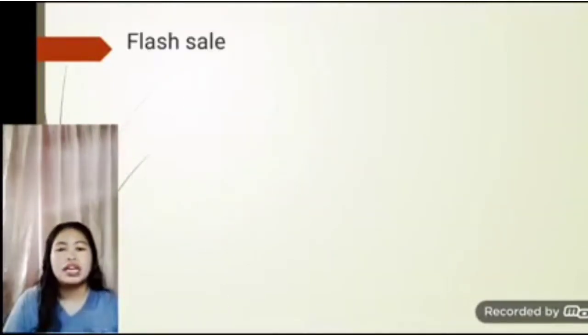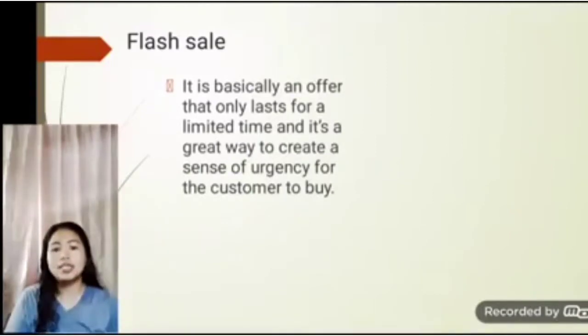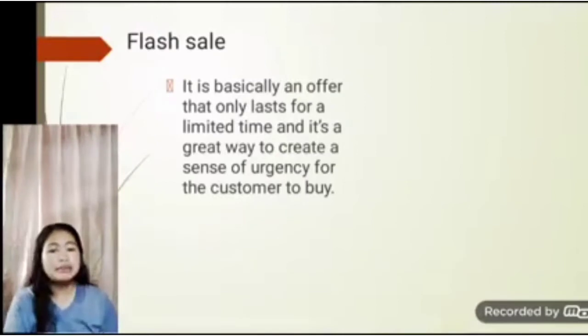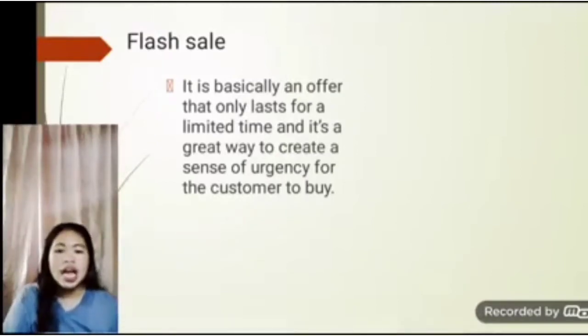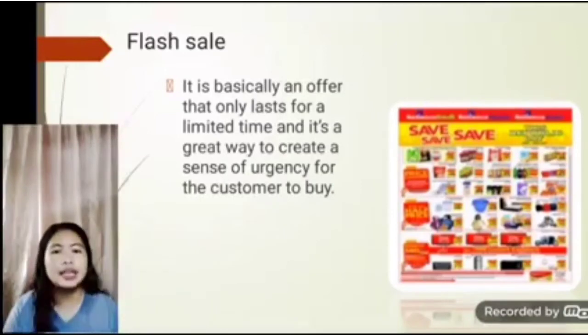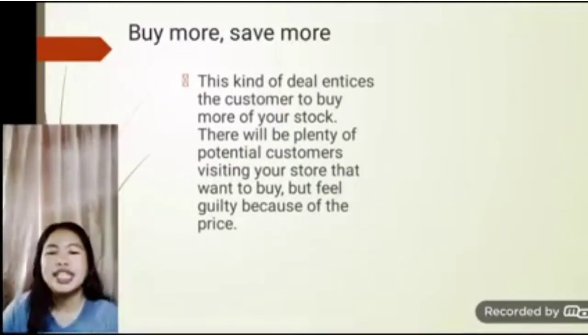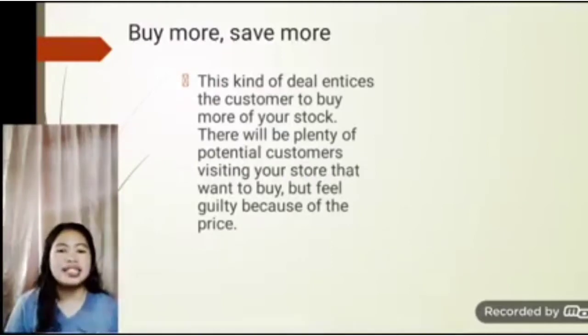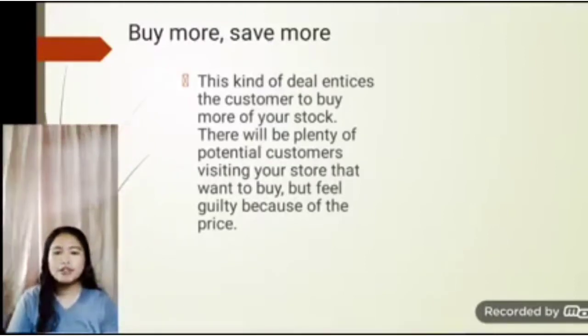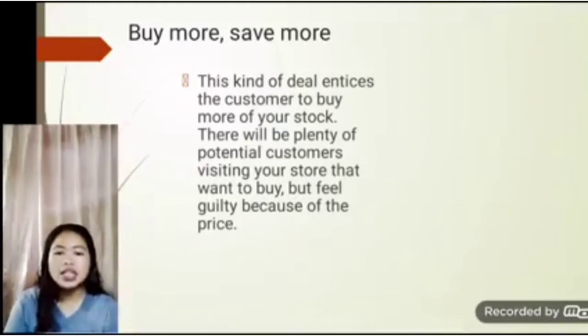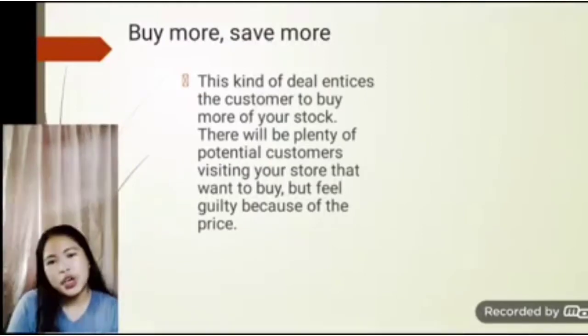So, next is flash sale. So, what is flash sale? It is basically an offer that only lasts for a limited time, and it's a great way to create a sense of urgency for the customer to buy. For example, the Shopee flash sale last year, that 12/12. So that only day that the consumer buys, they are all discounted or konti lang yung babayaran nila. So next is buy more, save more. This kind of deal entices the customer to buy more of your stock. There will be plenty of potential customers visiting your store that want to buy but feel guilty of the price. So, buy more, save more, or buy one, take one.